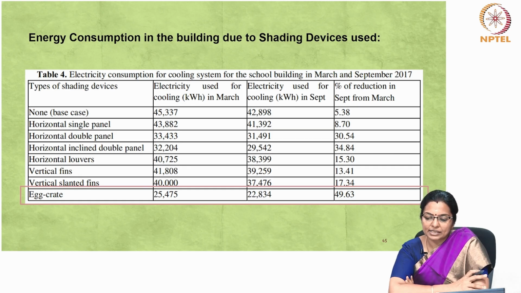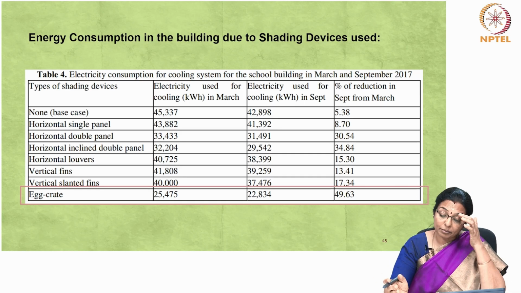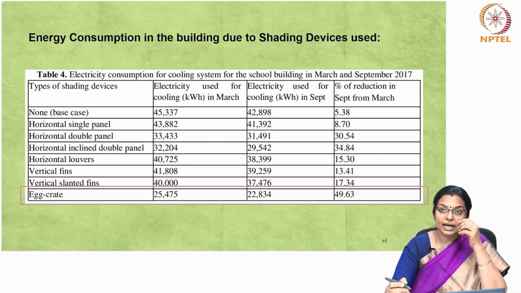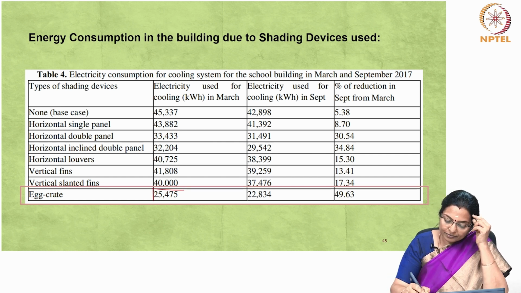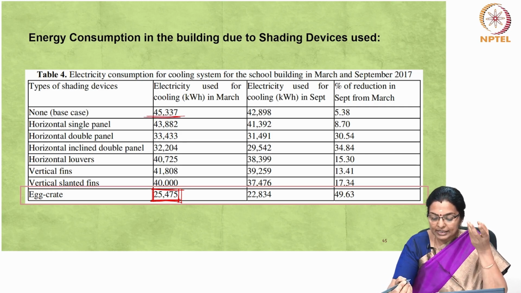the March baseline. So, we can also see in this table the electricity used for cooling in March vis-a-vis the electricity used for cooling in September. In March, we can see that the egg crate has the least. When egg crate is used, electricity used for cooling is least, as compared to the base case, which has no shading device.